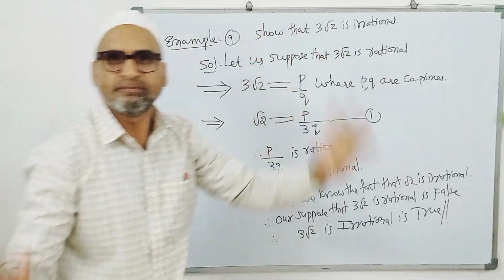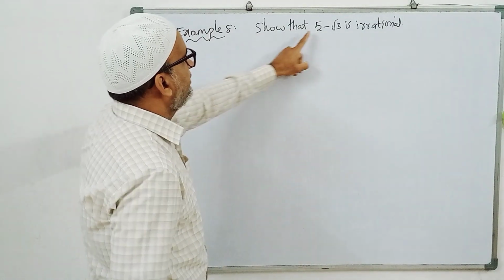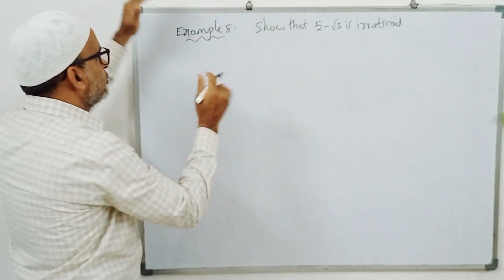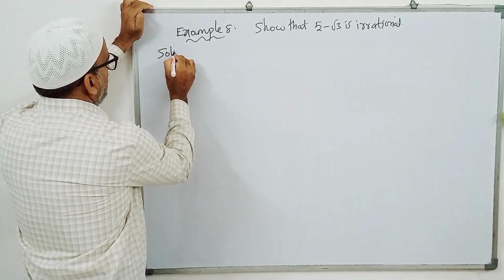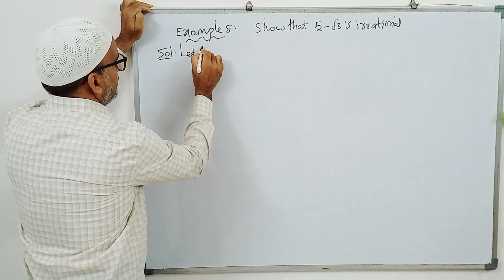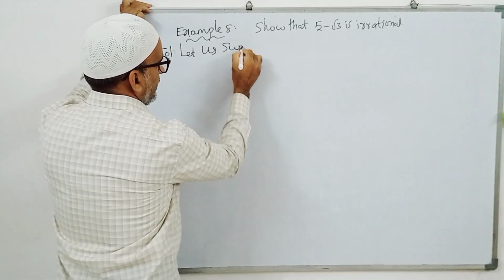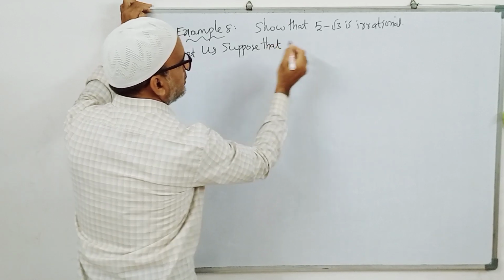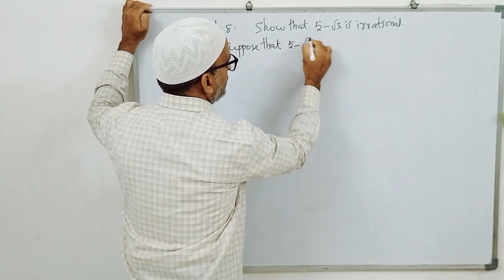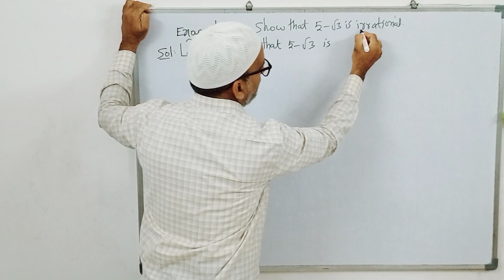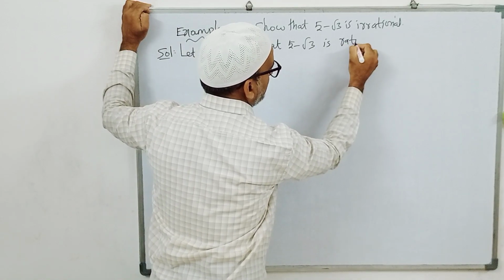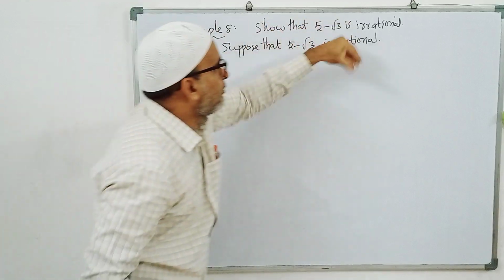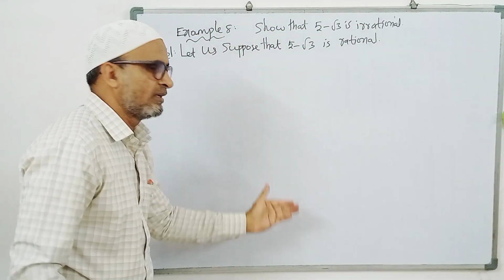This much. Example number 8, show that 5 minus root 3 is irrational. For this one, contradiction you should take. Solution. Let us suppose that 5 minus root 3 is, instead of irrational, rational. By taking the opposite of this one, we are solving. What answer you will get?